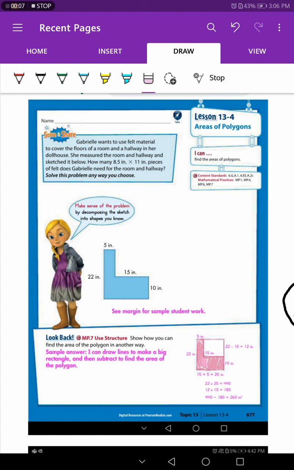Our lesson today is areas of polygons. Our objective is how I can find the areas of polygons. The adventure problem.